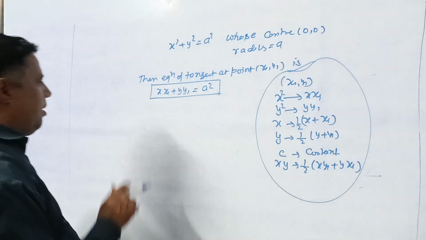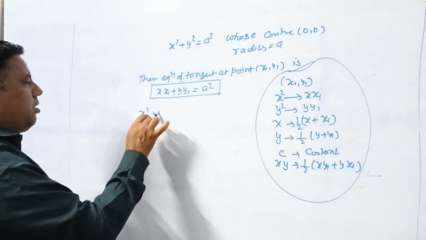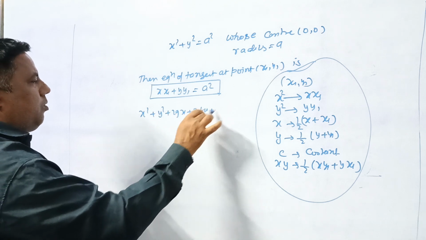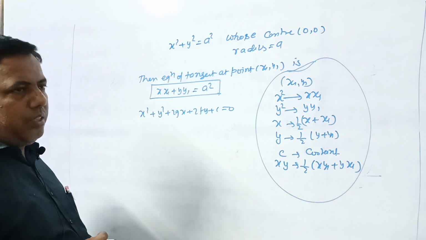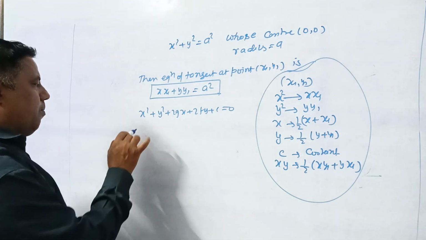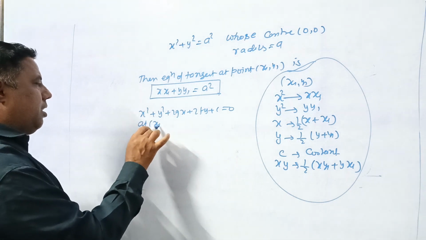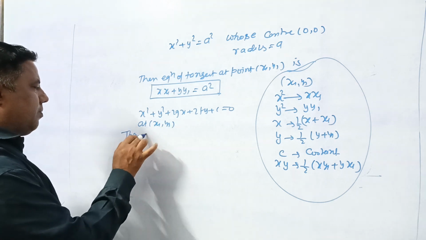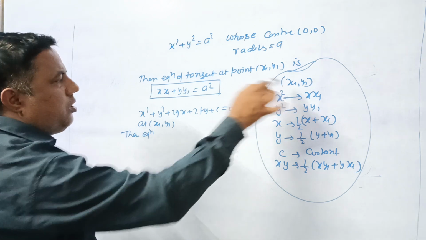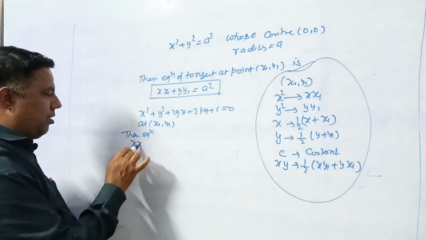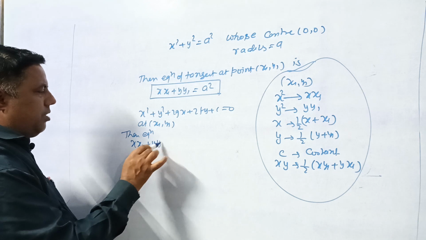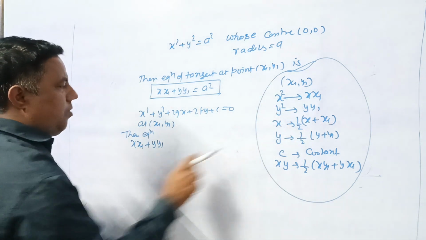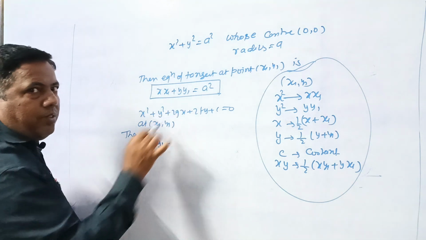For example, we have x square plus y square plus 2gx plus 2fy plus c equal to 0, the equation of a circle in general form. We need to write the tangent at (x1, y1). Then, according to this rule, x square becomes x x1, y square becomes y y1, and the power is 1.